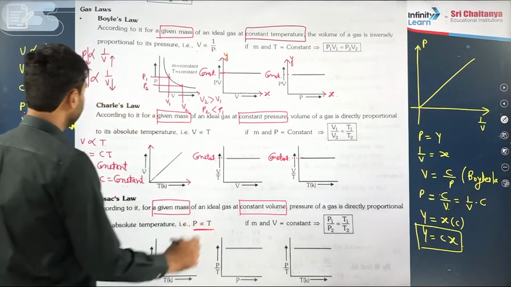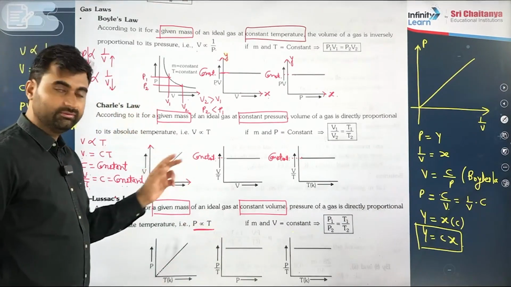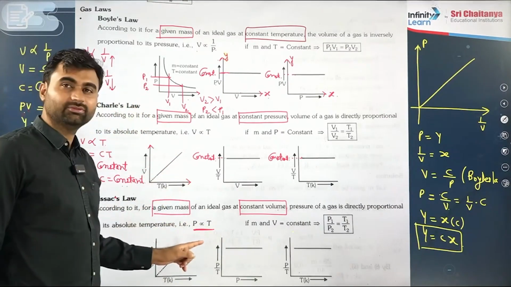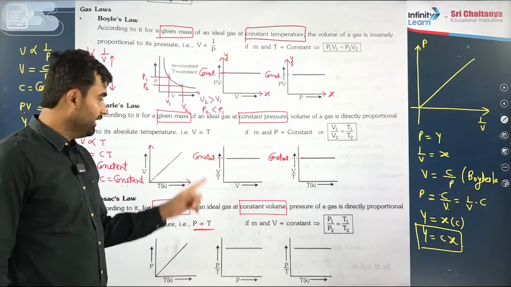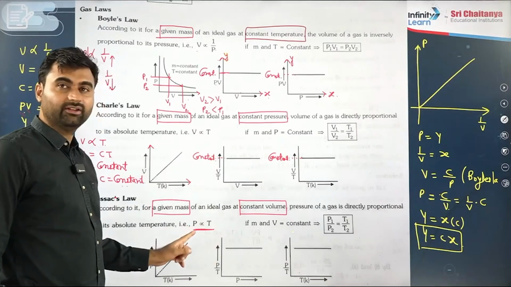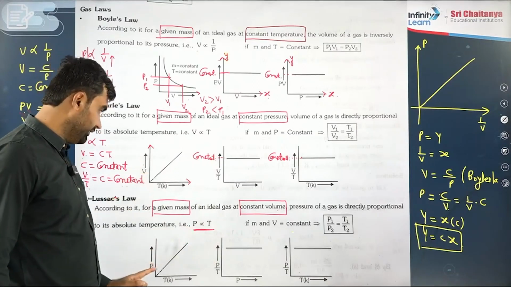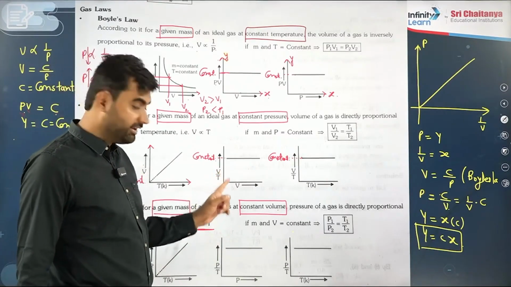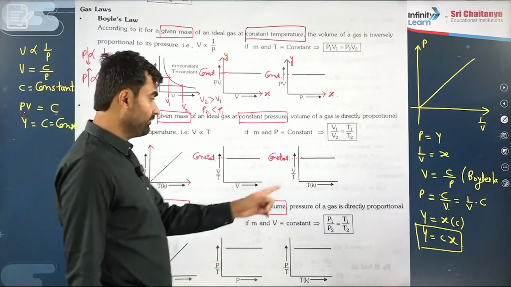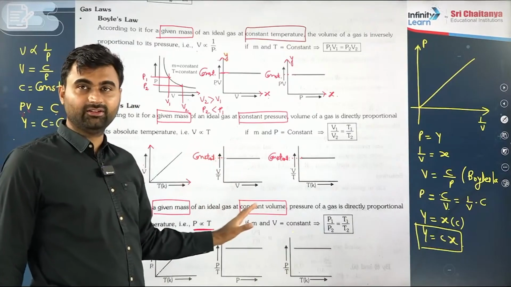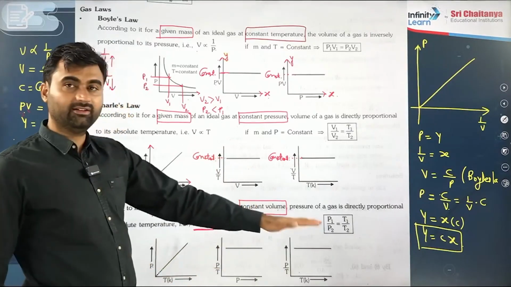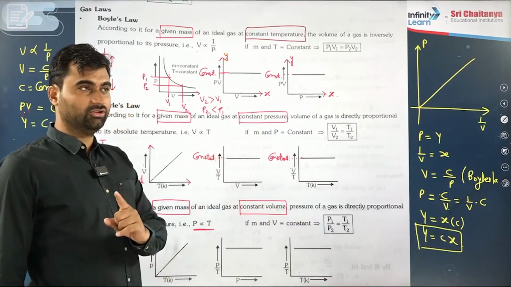Now this Charles' law graph and Gay-Lussac's law graph, there is only one change. What? T is as it is, in place of volume, pressure is there. At the place of V by T, it will be P by T. Others are as it is. The graph is also as it is. Similar graph. Agree or not?